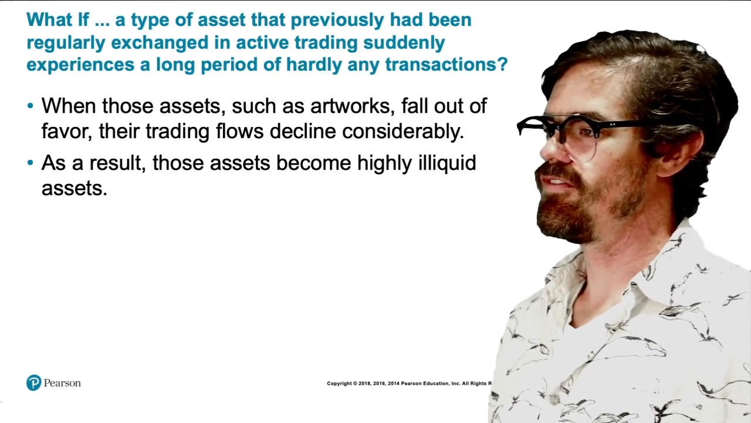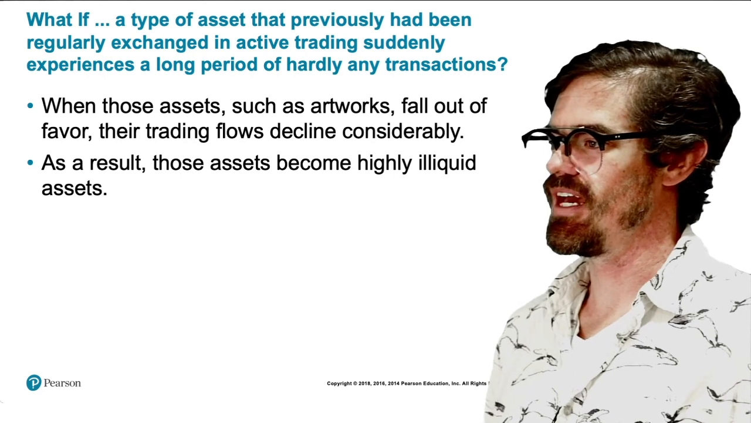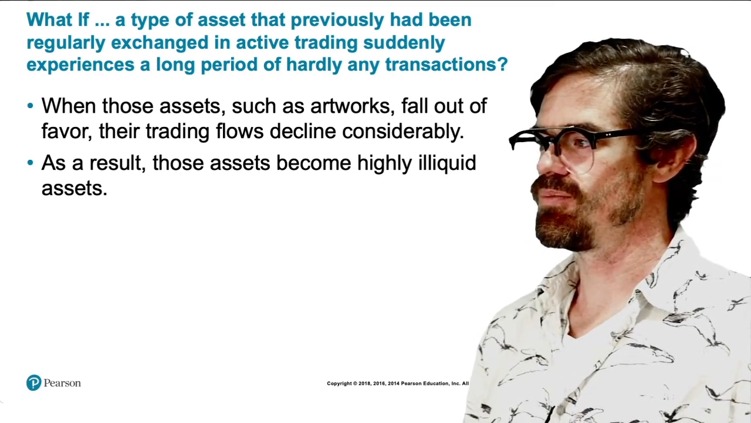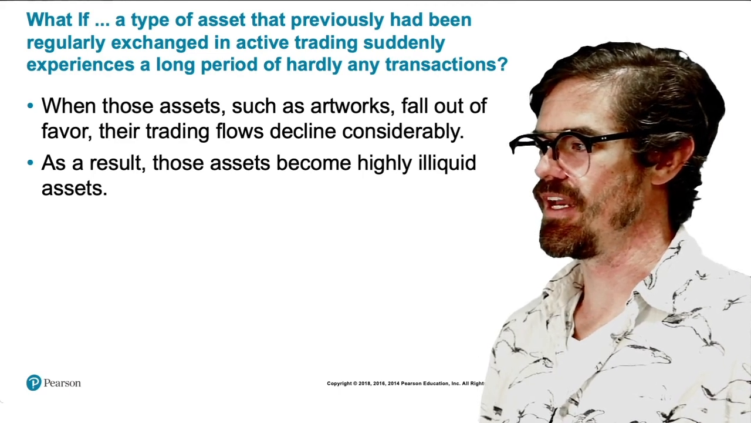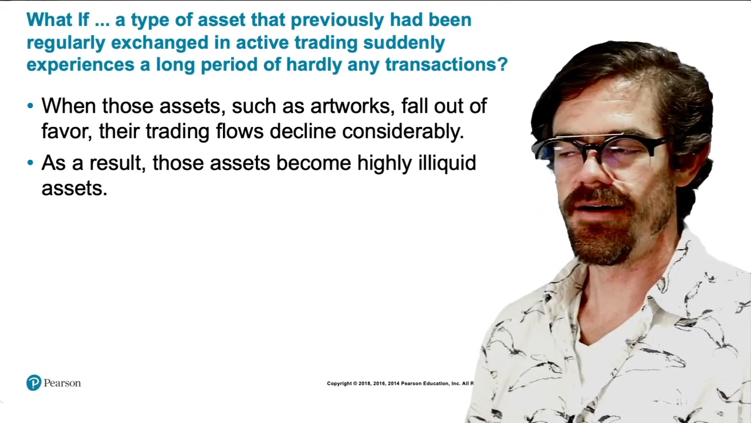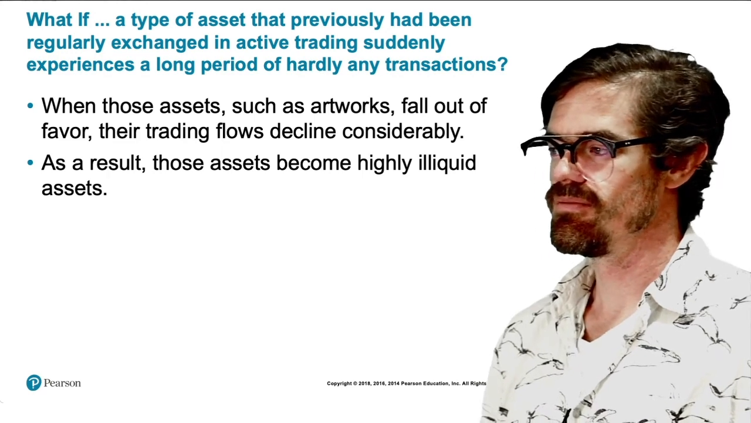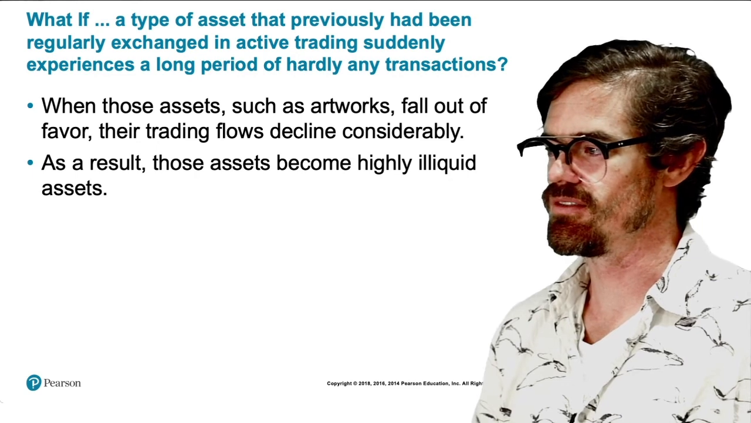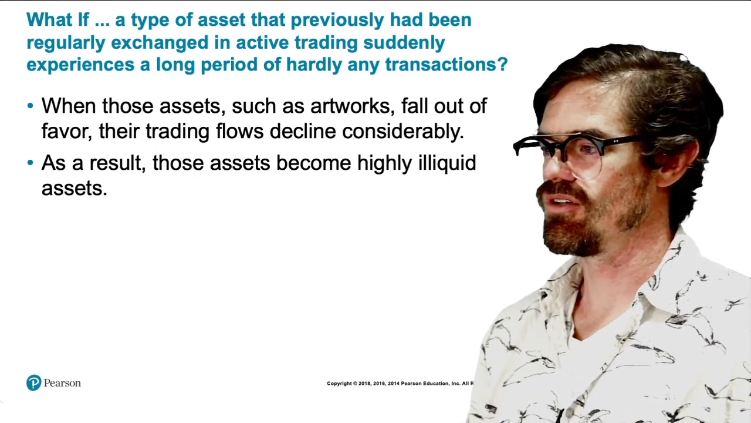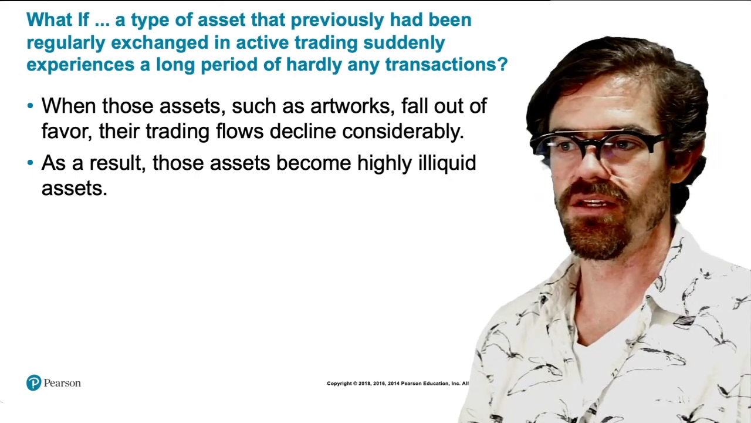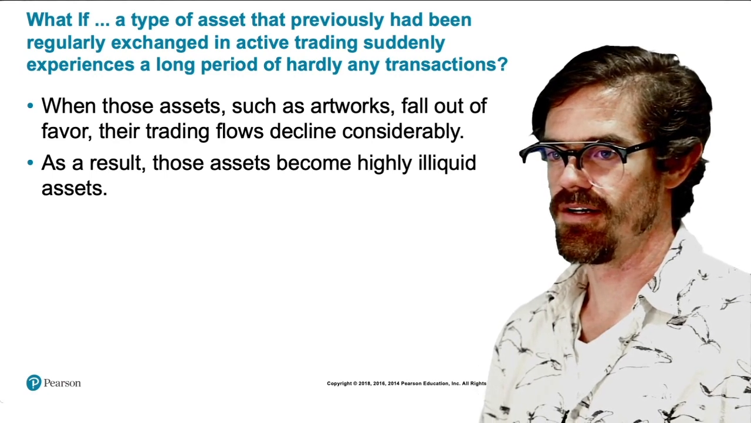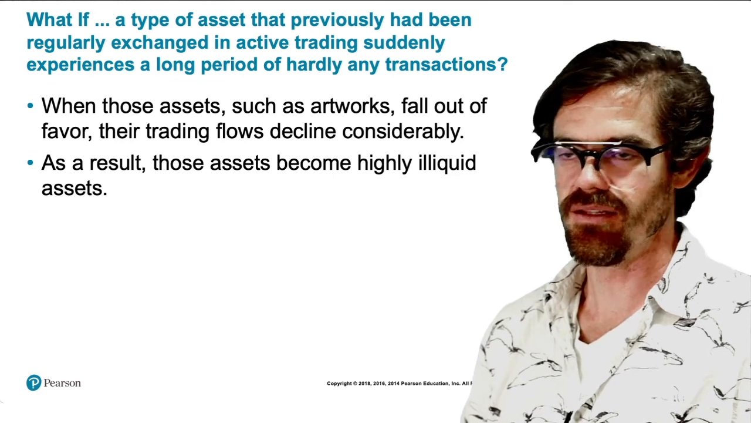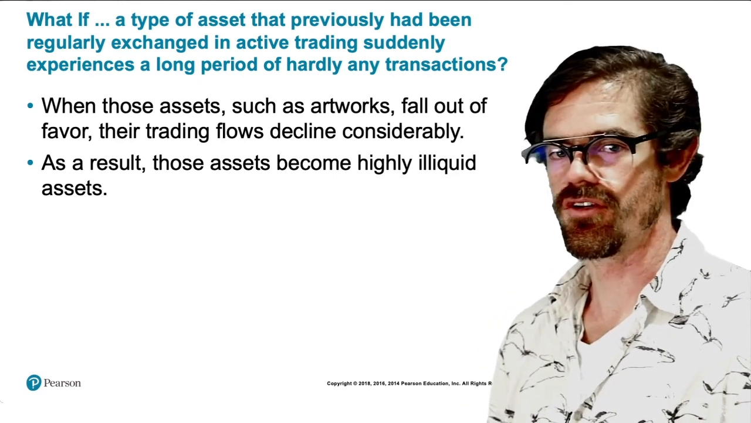All right. What if a type of asset that previously had been regularly exchanged in active trading suddenly experiences a long period of hardly any transactions? So when those assets, artwork for example, fall out of favor, their trading flows decline considerably, and as a result, those assets become highly illiquid. So if they are not traded frequently, then they become less liquid. It's harder to convert them into money.